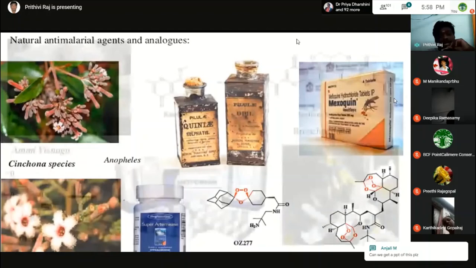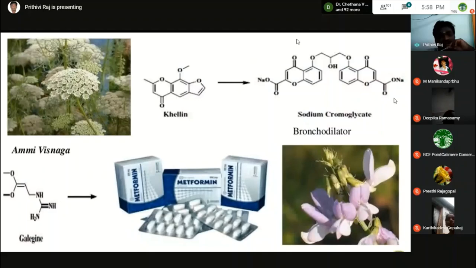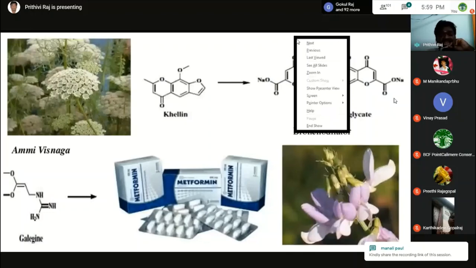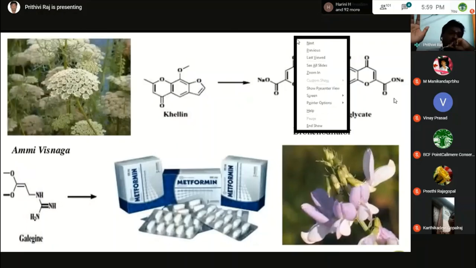Another is ami visenga, which we call idli poo. This is used in diabetes patients. Our fathers and grandfathers used metformin, an anti-diabetic drug. So you can see how drug products came from plant resources, and how we are using and taking them. I'm not going too deep, because as master's and PhD students, you have to know the basics.